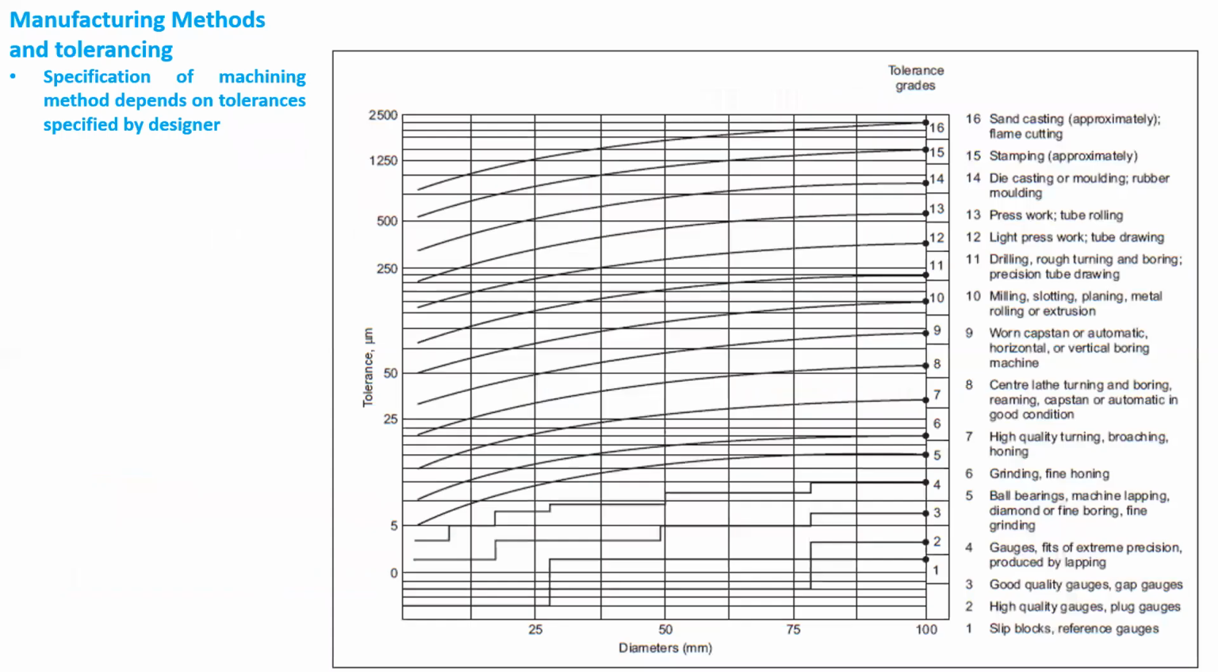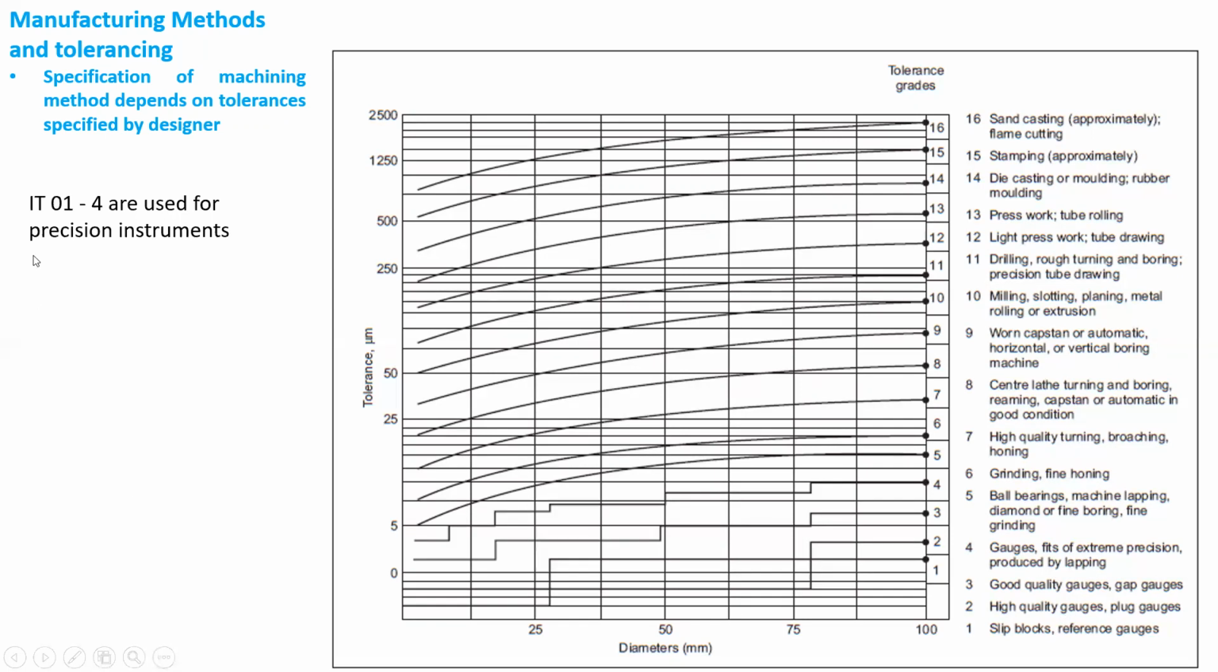And once we have specified the tolerances, we have to determine the convenient method of manufacturing to produce the component within the specified tolerances. The specification of machining method depends on the tolerance specified by the designer. So here we can see the tolerance grade from 1 to 16 are shown on the left side. So if we see at the bottom, the tolerance grade 1 is used in case of slip blocks and reference gauges, whereas tolerance grade 2 is used for high quality gauges.